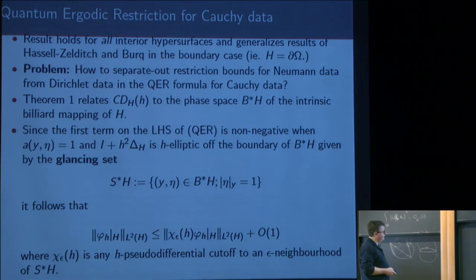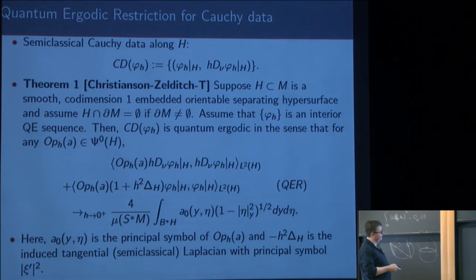What you can see from this is that if you look at this estimate and break it up into tangential part and non-tangential part, then on the non-tangential part this is elliptic, so it just behaves like the L2 restriction. This is O(1), so it doesn't matter. Everything is controlled. All the mass is controlled, up to O(1) errors, by the tangential mass.